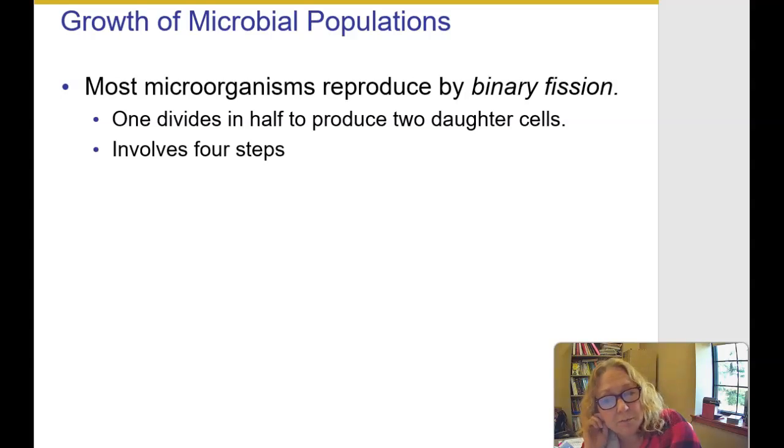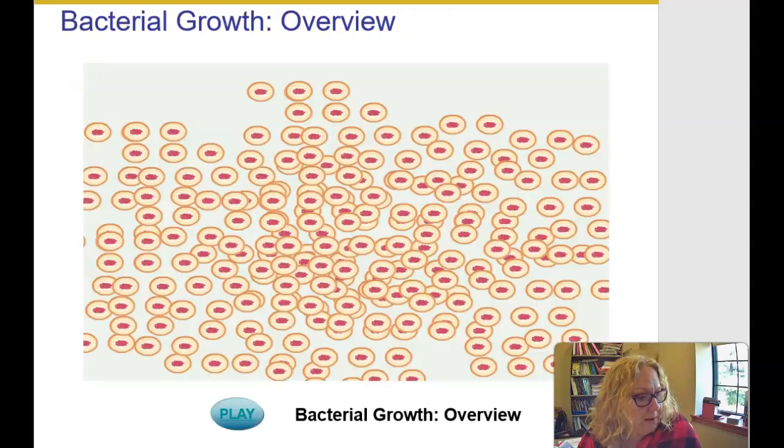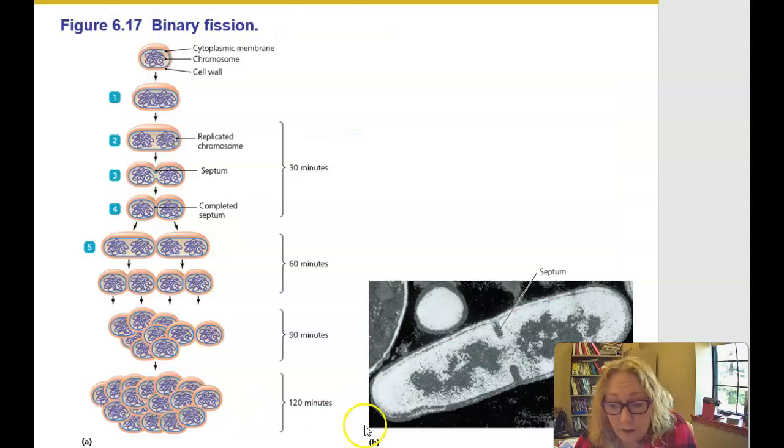Most microorganisms reproduce by binary fission. They just kind of pull in half, like it's one, and then they just become two, and now there's a whole bunch of them. It involves basically 4 steps. I don't know if that's going to play. No, it's not going to play. So we're just going to look at it like this.